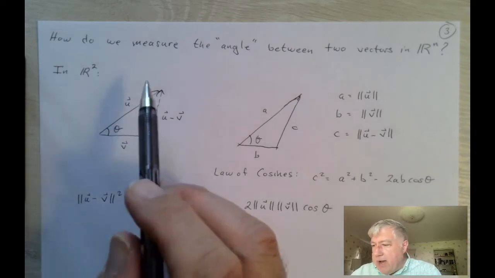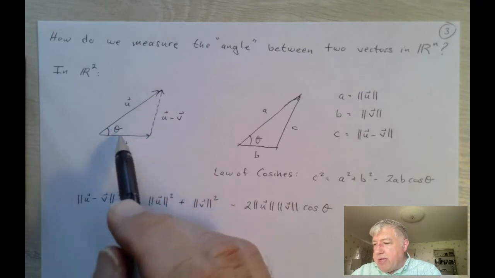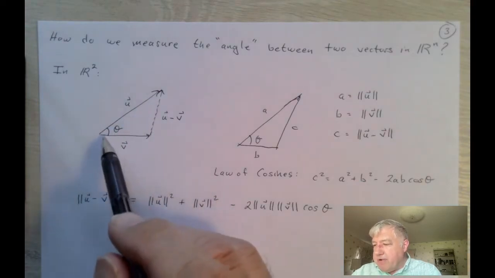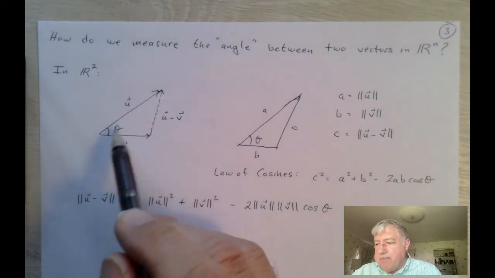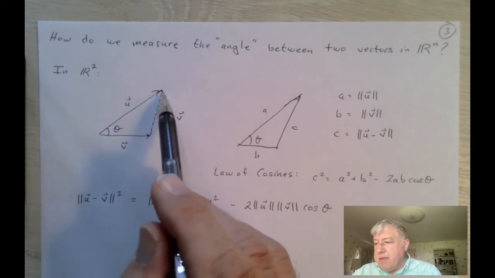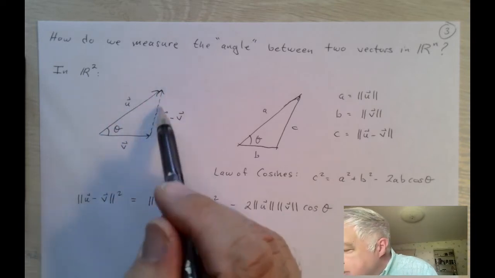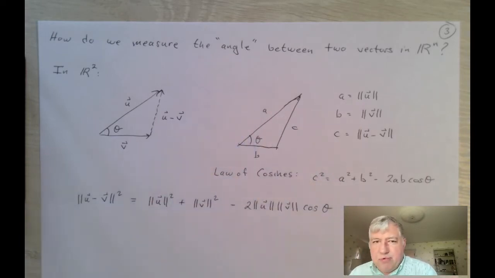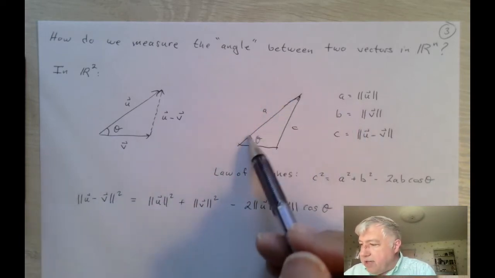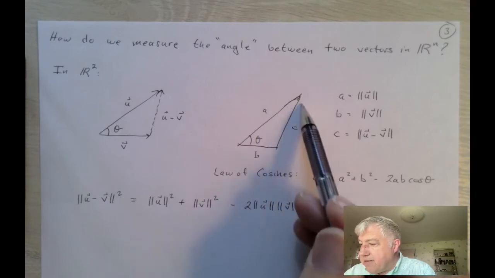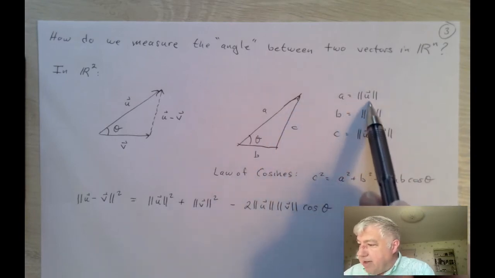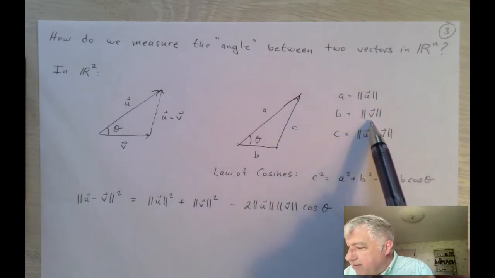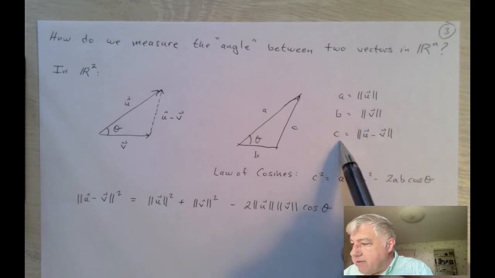So here we have an angle. We can represent them as vectors. We take the triangle generated by these two vectors, u and v, and then this vector is u minus v. If we just treat them as a regular triangle and call this length a, this length b, and this length c, then a is the length of u, b is the length of v, and c is the length of u minus v.